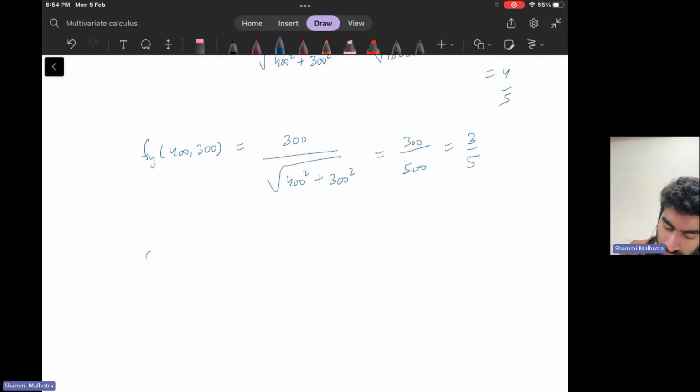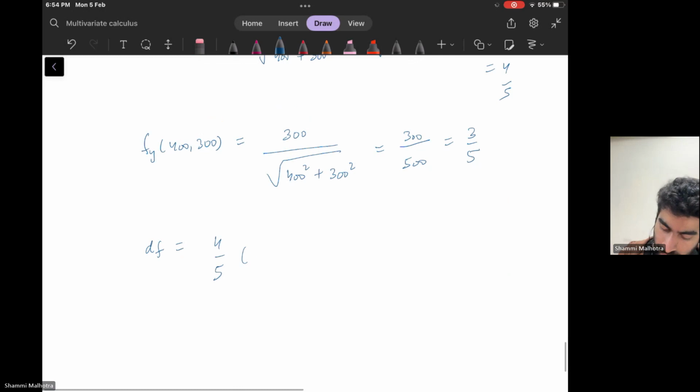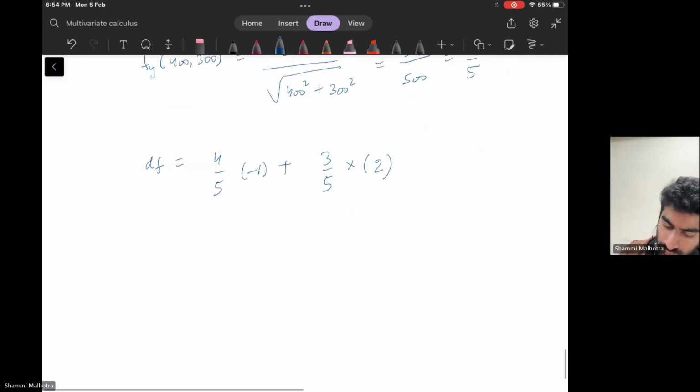So my df would be 4 by 5 times the change in x, which was -1, plus 3 by 5 times the change in y, which was 2. So this turns out to be (-4 plus 6) divided by 5, which is plus 2 divided by 5. So I know that the change in f is approximately df.